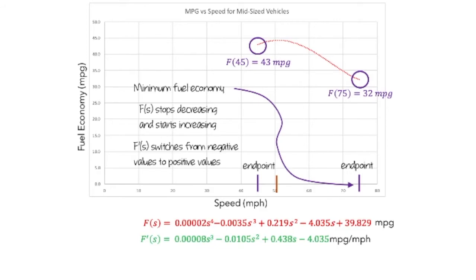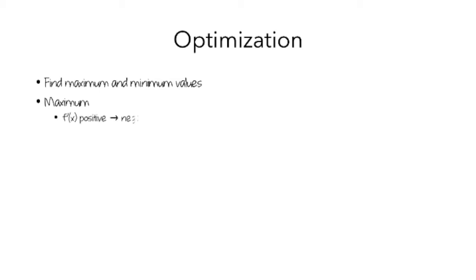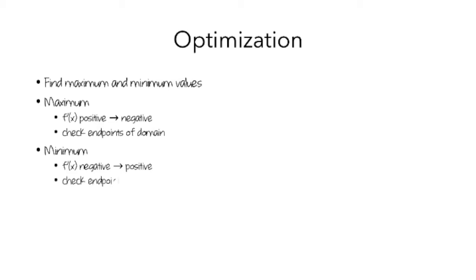So to summarize all our work, optimization is when you want to find maximum and minimum values of a function. The maximum value will occur when values of the derivative go from positive to negative. And you also might need to check the endpoints of the domain. Similarly, the minimum value will occur when the values of the derivative go from negative to positive. And you might also need to check the endpoints of the domain.